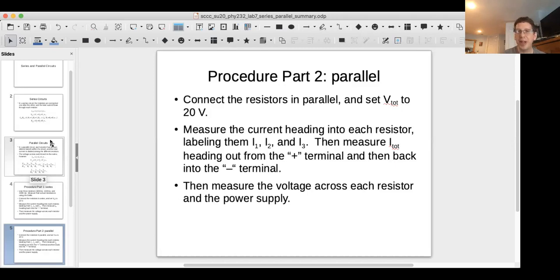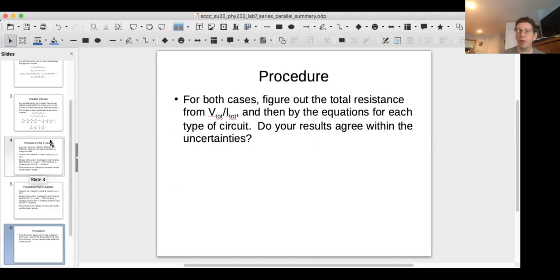And then you're going to measure the voltage across each resistor and the power supply. Those results should be very similar to each other, and you should be able to verify that. For both cases, you're going to figure out the total resistance from V total divided by I total, Ohm's law, and then by the equations for each type of circuit. So you'll have measured your individual resistances. What's the total resistance of 3 resistors in series, and what's the total resistance for 3 resistors in parallel? And then do your results agree within the uncertainties?